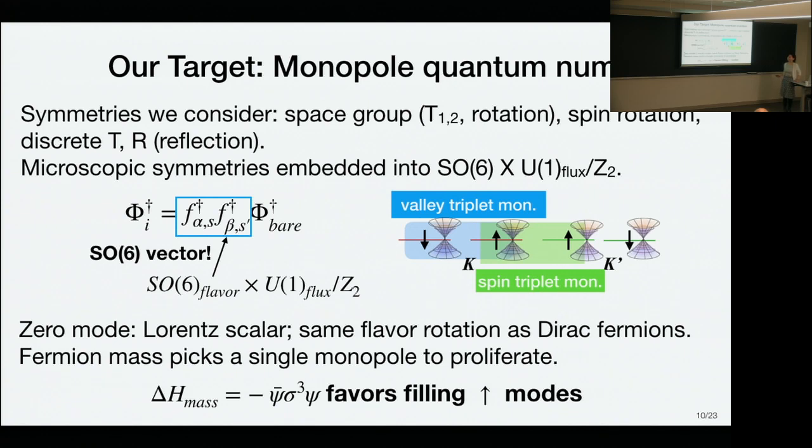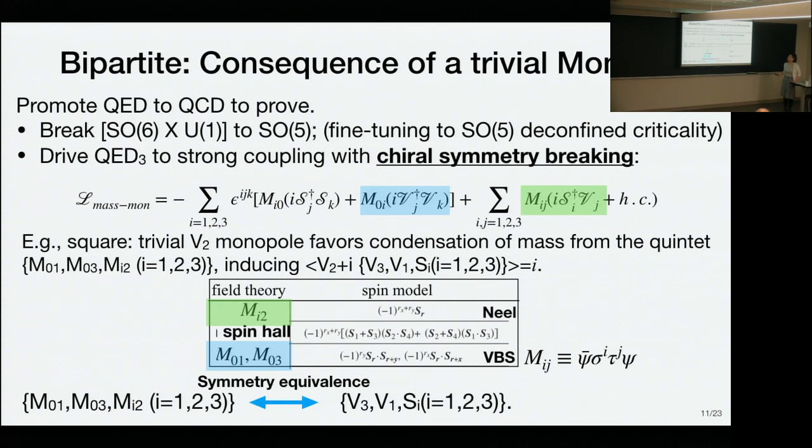So we can also perform the same SO6 rotation on the monopoles to determine which monopole gets picked by which fermion mass. I should also emphasize that the 6 monopoles form an SO6 vector representation for the symmetry group. And I'll skip the methodology part, namely how to fix this U1 Berry phase, and we'll come straight to the consequence.